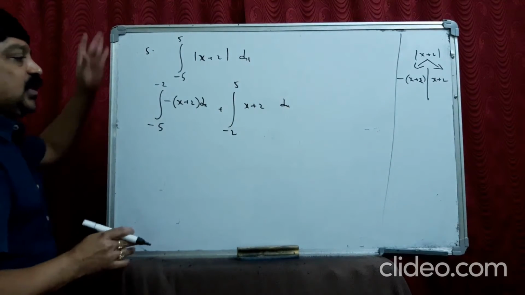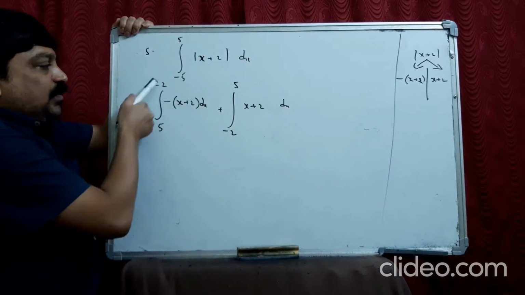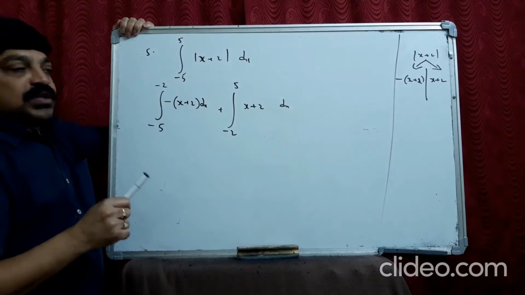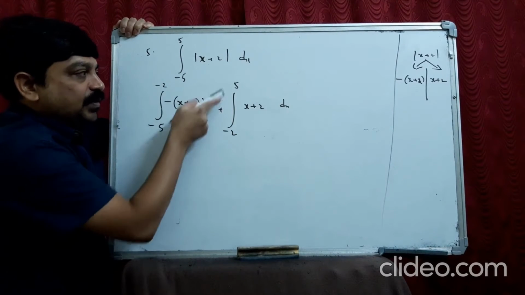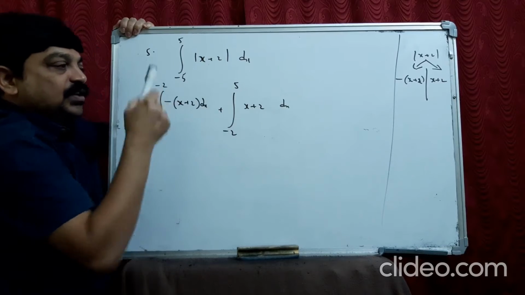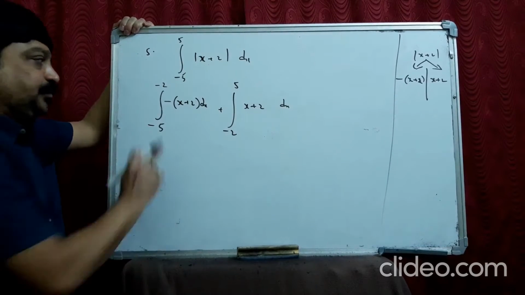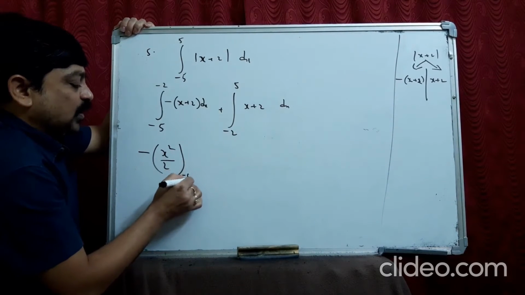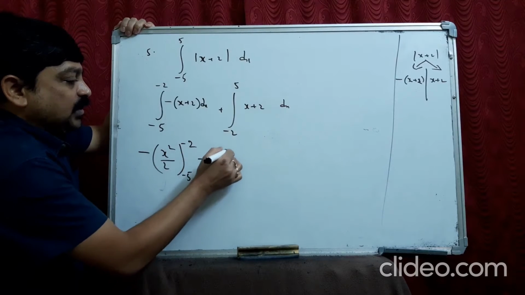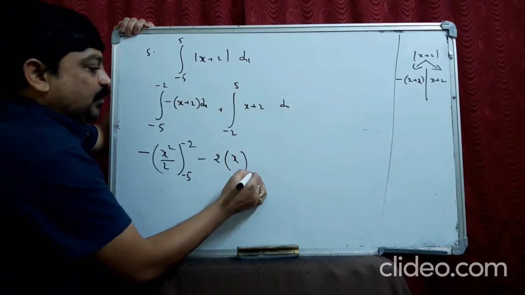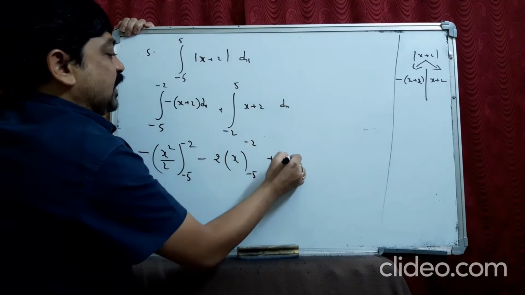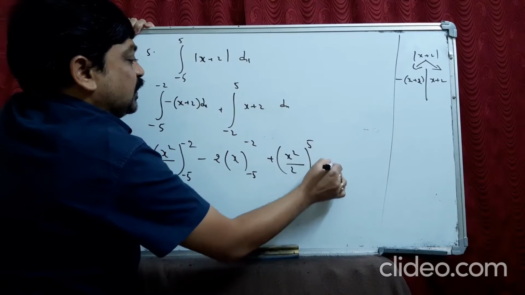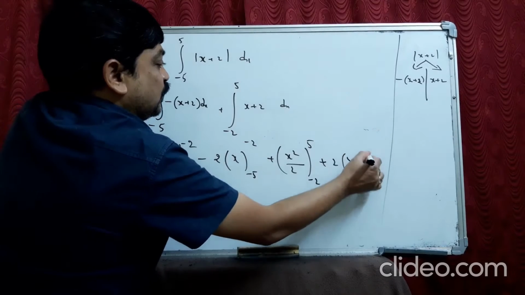So even now you can check, if you substitute any value in between them in the place of x, the whole function should give positive. Modulus stands for positive. Now here also, if you substitute any value between these two, the function should give positive. Now we integrate separately, very carefully. Minus integration of x becomes minus of x square by 2 from minus 5 to minus 2, minus 2 of x, because 2 into 1 dx, from minus 5 to minus 2, plus x square by 2 from minus 2 to 5, plus 2 into x from minus 2 to 5.